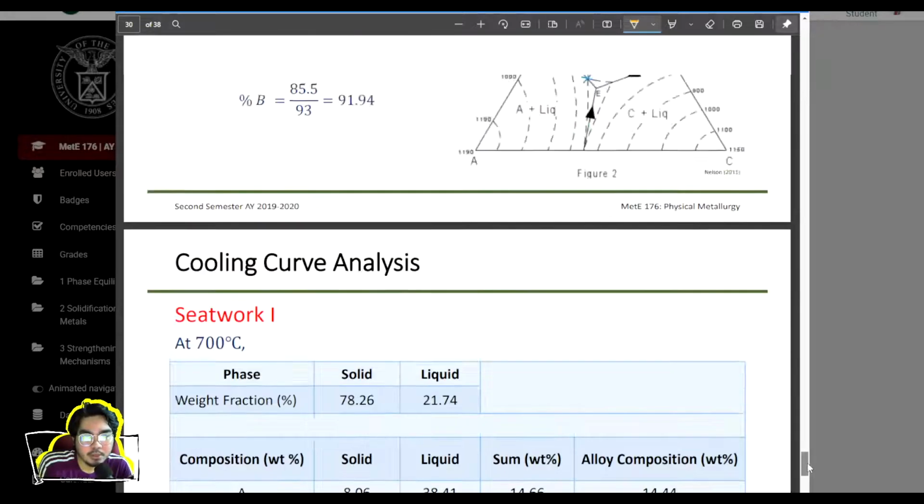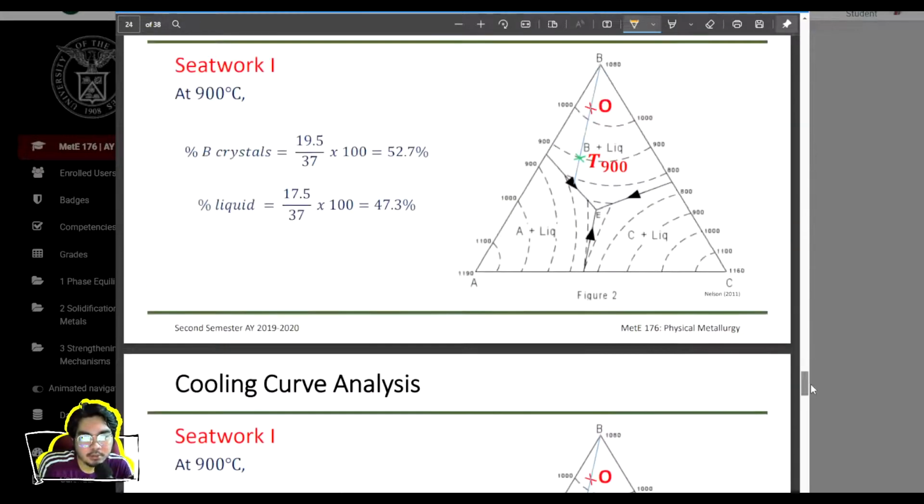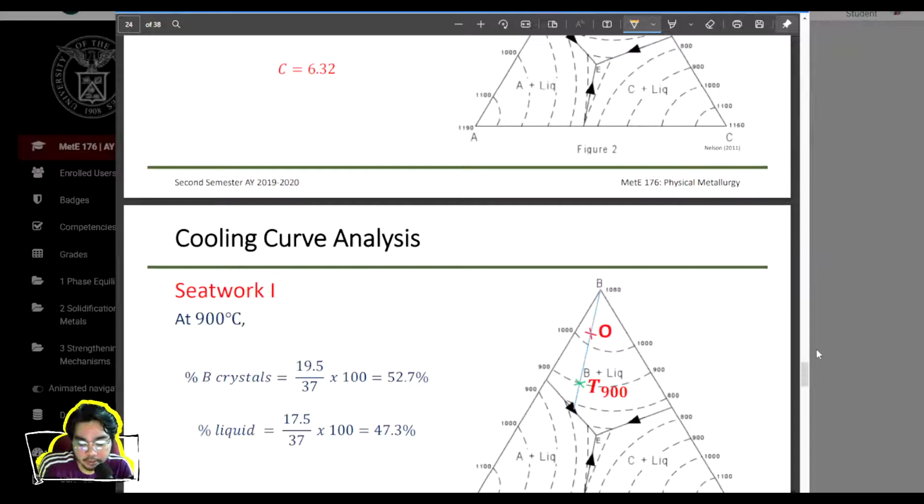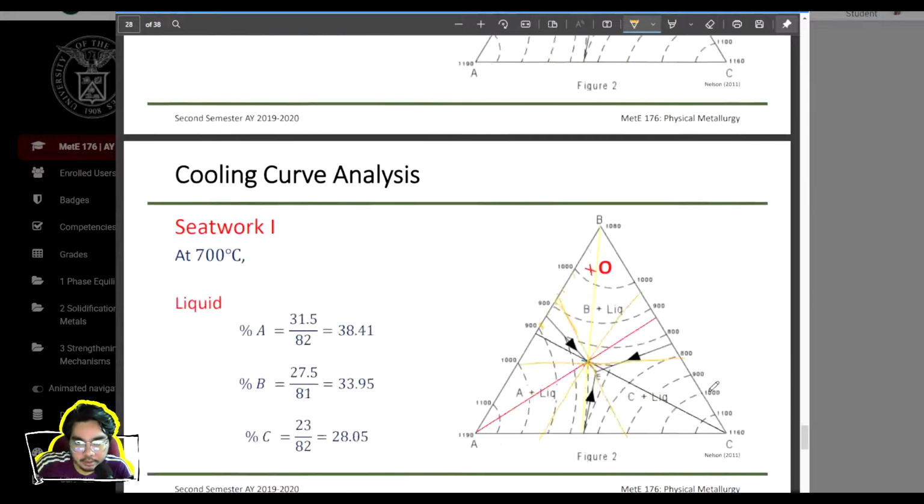Meron pa bang questions about this cooling curve analysis sa ternary? Thank you, sir, dun sa clarification. Okay.